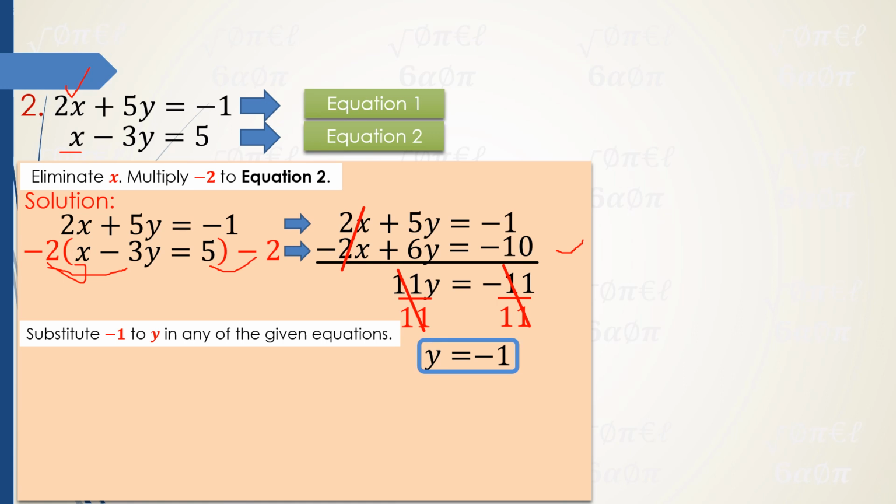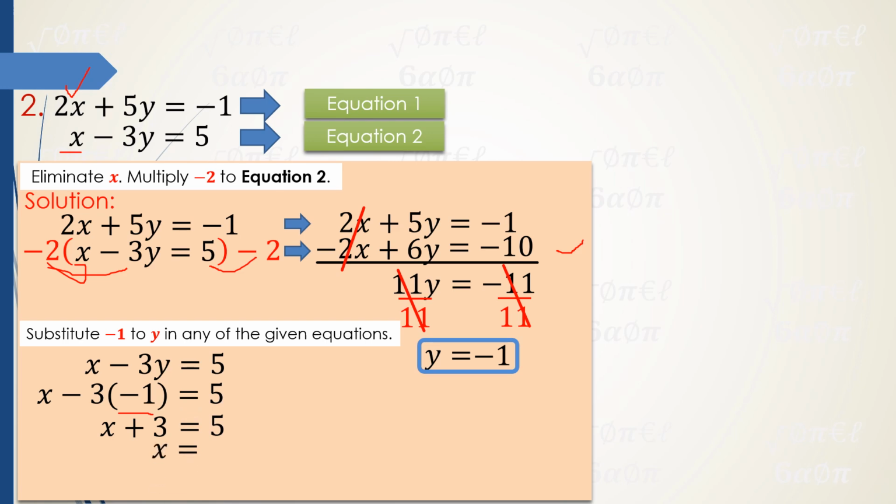Okay, so pili tayo ng equation. Mukhang mas madali yung equation 2. So, doon tayo sa equation 2. So, papalitan na natin yung y. Pinalitan na natin yung y ng negative 1. So, pinalitan na po natin, instead of y, ang inilagay na natin ay negative 1. So, ito po yun. Hindi na siya 3y. Negative 3 times negative 1 na siya. Okay, so we have x, and negative 3 times negative 1 is positive 3. And then, we have that is equal to 5.